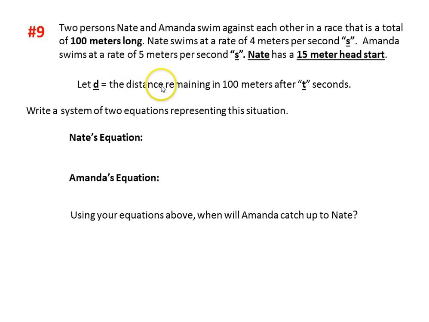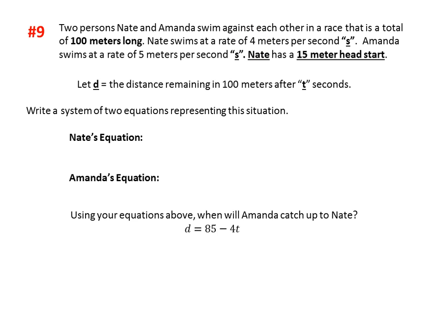So D is the distance remaining after t seconds. So the seconds should all be t. So we're going to write a system of two equations representing the situation. Nate's equation for how far does he have left after t seconds? Well, here's the thing about Nate. Nate has a 15-meter head start. So in actuality, Nate isn't going 100 meters. Nate is going 85 meters. Why? Because he has a 15-meter head start. So Nate's only going 85 meters, and he's swimming at a rate of 4 meters per second.